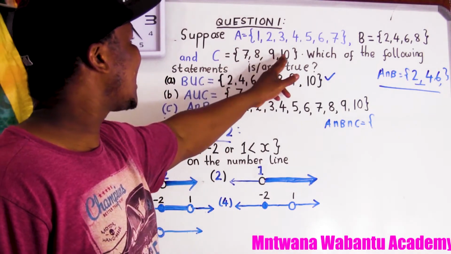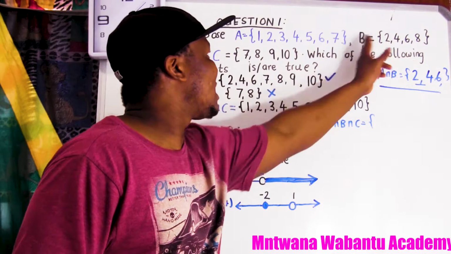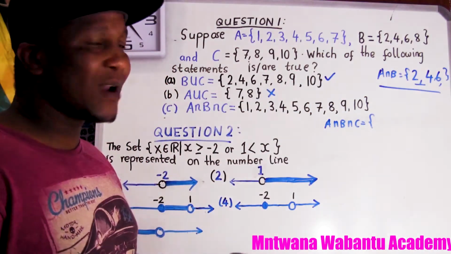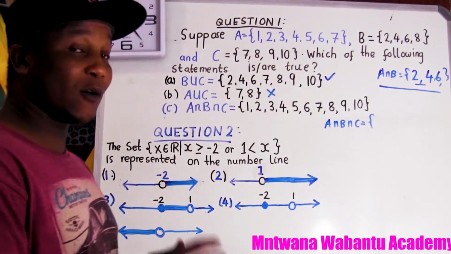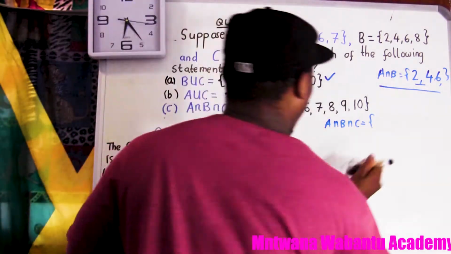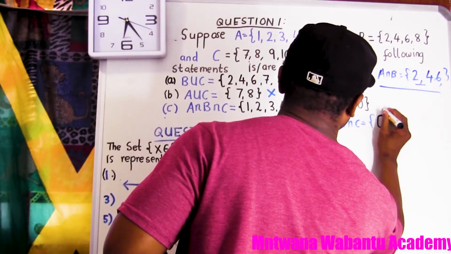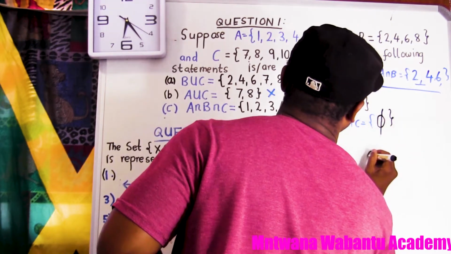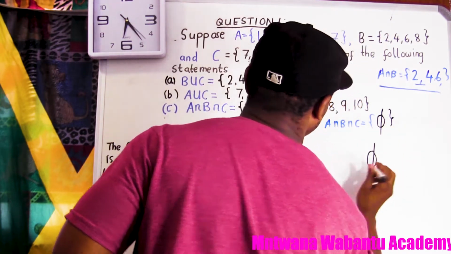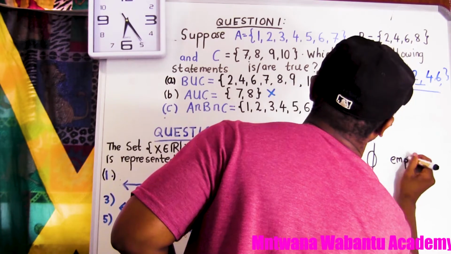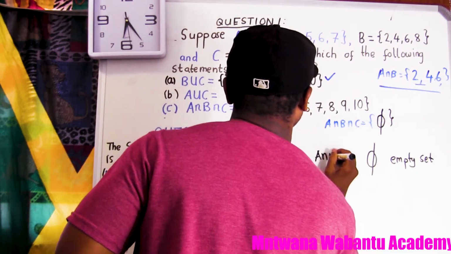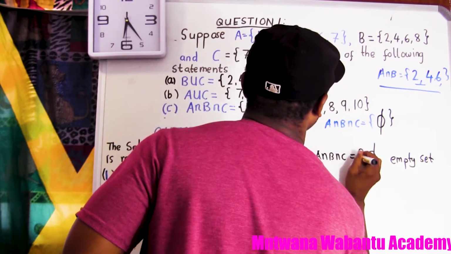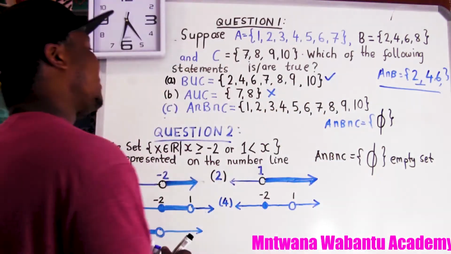If you go to 9 and 10, there's no 9 and 10 here. So we don't have a number which is in common for A, B, and C. So for that case, in exams, this is what you do. You say it's the empty set. You write it like this and then you cancel it. This is the empty set. So A intersection B intersection C is the empty set, like that.